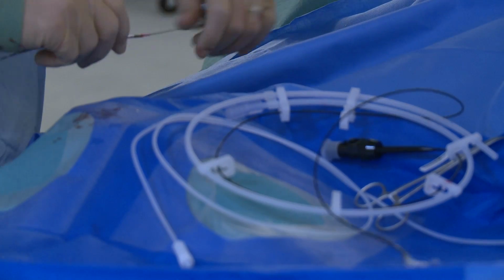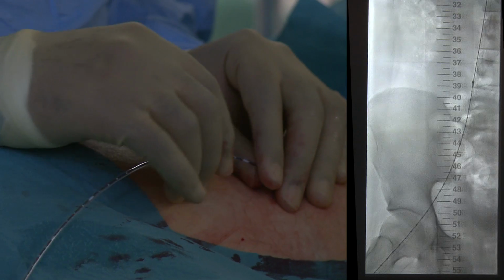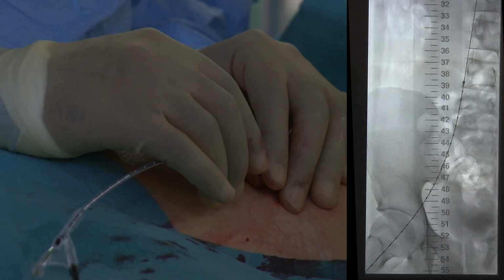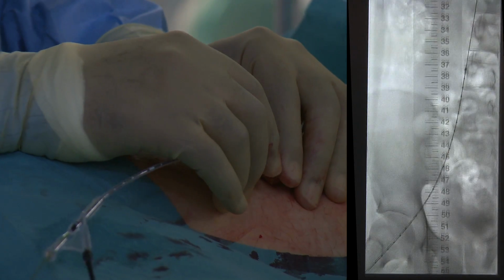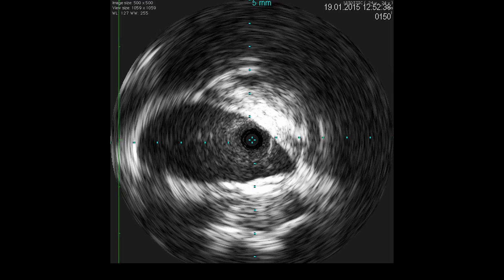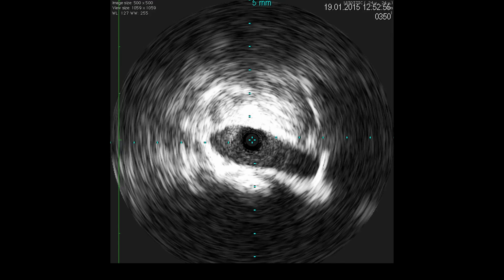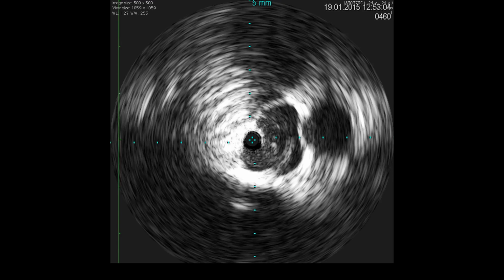A 9 French sheath is inserted in order to introduce the IVUS catheter and stent delivery system. The IVUS is inserted and positioned at the uppermost point of the disease. An IVUS recording is taken by moving the IVUS catheter peripherally, viewing the full extent of the disease. The stenosis is evaluated and rationale for stenting confirmed.